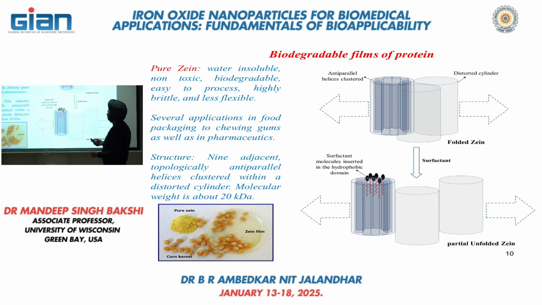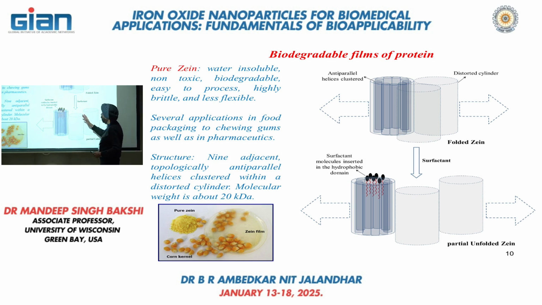And the zein protein is a corn protein. But the problem is that it is insoluble. It's non-toxic, biodegradable, easy to process, highly brittle and less flexible. And because it is non-toxic, it is already frequently used in food packaging material, which is biodegradable, and in chewing gums, most of the chewing gums which you use every day. So zein is a part of that, and of pharmaceutical medicines. So it has this kind of a structure.